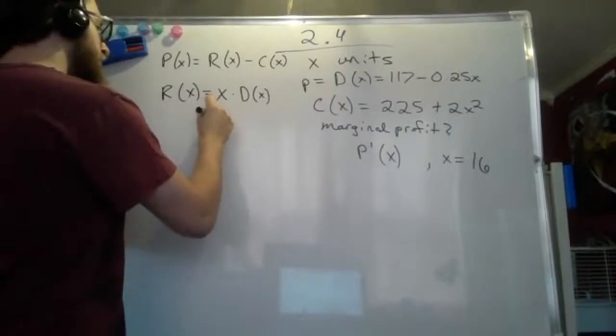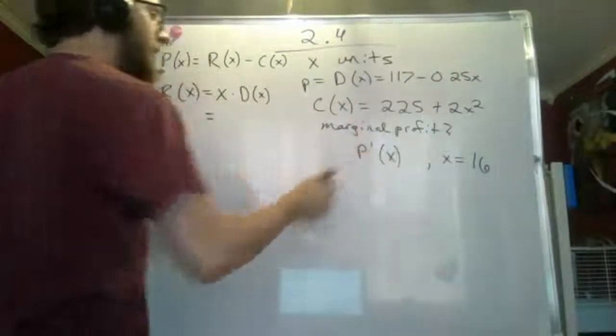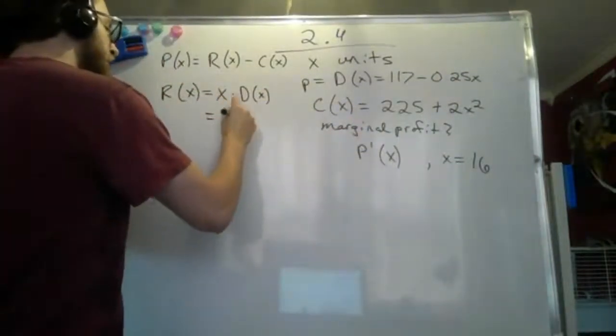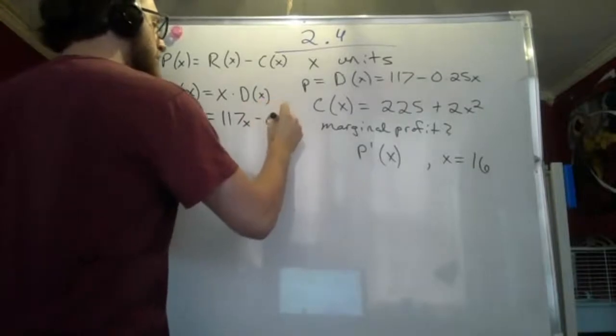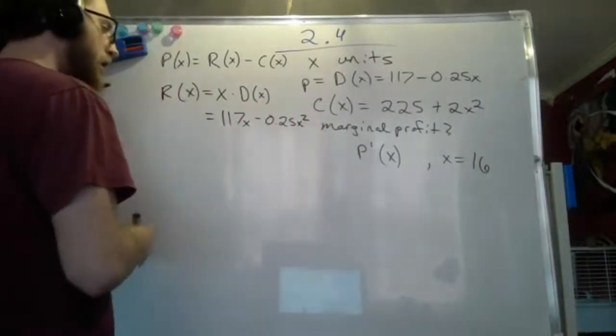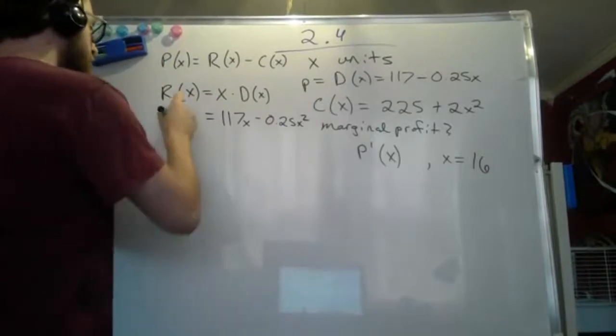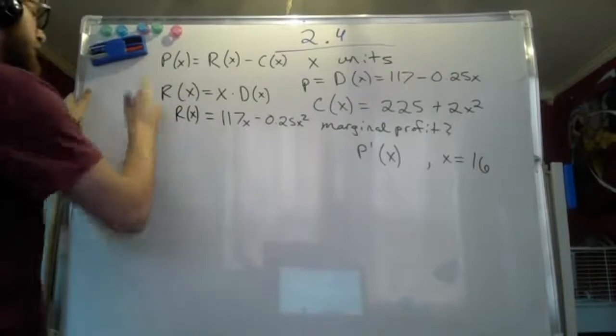So revenue is equal to X times d of x. So I'm going to go ahead and distribute an X in there. So we've got 117x minus 0.25x squared. Okay, good so far. So here's our r of x. And we can plug it in for profit.